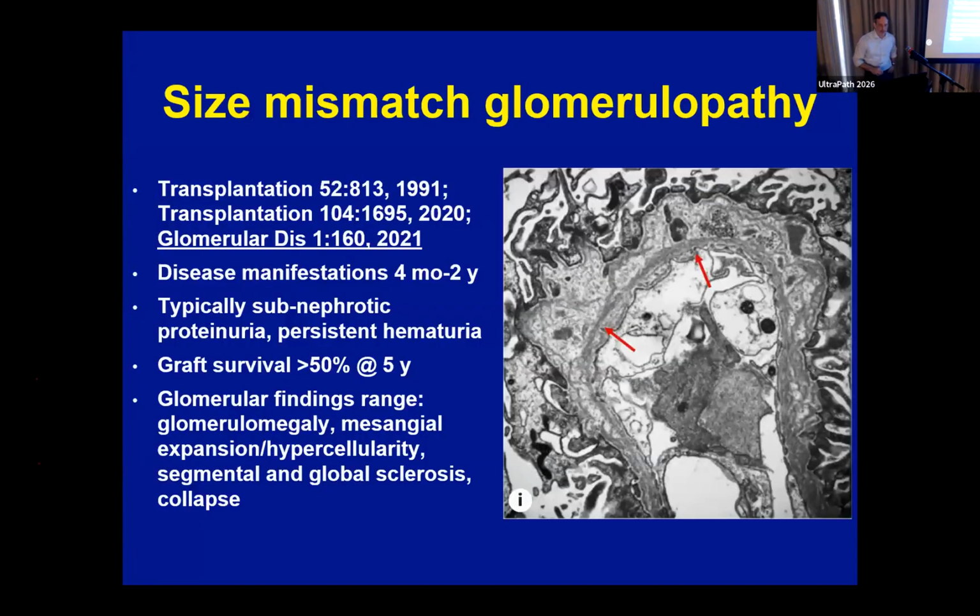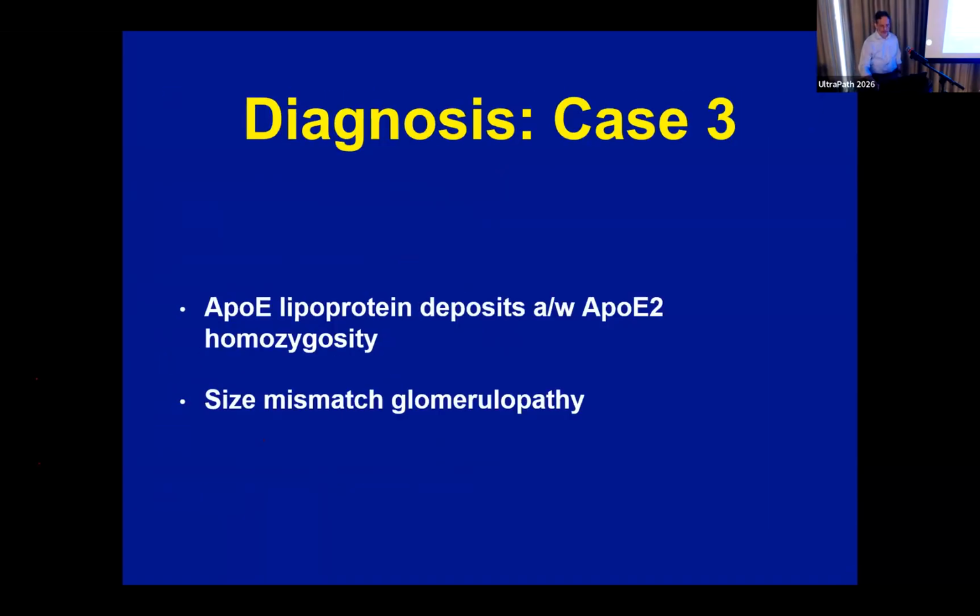Well, it turns out this has been described before, and this is called transplant size mismatch glomerulopathy. And there have been several papers describing this, including this nice image from Glomerular Disease published a couple of years ago. These patients get manifestations within about 4 months to 2 years after transplant, typically subnephrotic proteinuria. Graft survival is about greater than 50% after 5 years. But the kinds of findings that you see are glomerulomegaly, mesangial expansion. You can get sclerosis and collapse. So this was our final diagnosis, both of these two things.